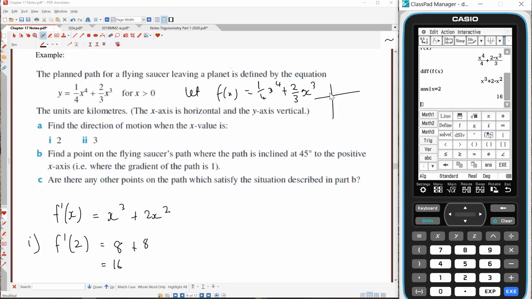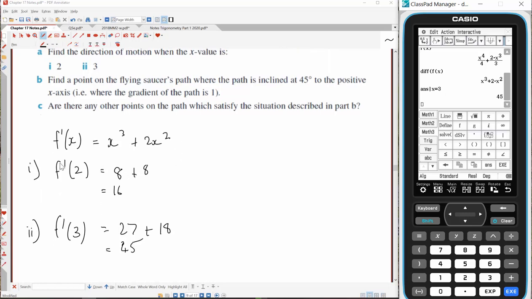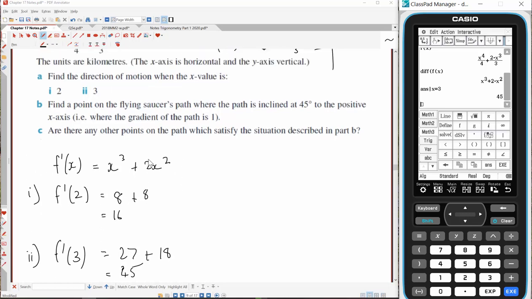Let's do the same for the second part. I'm not finished the first part yet, by the way, but f dash 3 is equal to 27 plus 9 to 18, 37, 45, I think. That was stupid. Okay, so now I know that the gradient of the tangent at x equals 2 is 16.